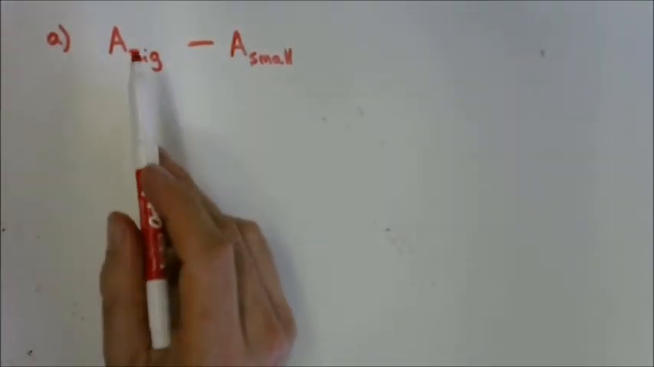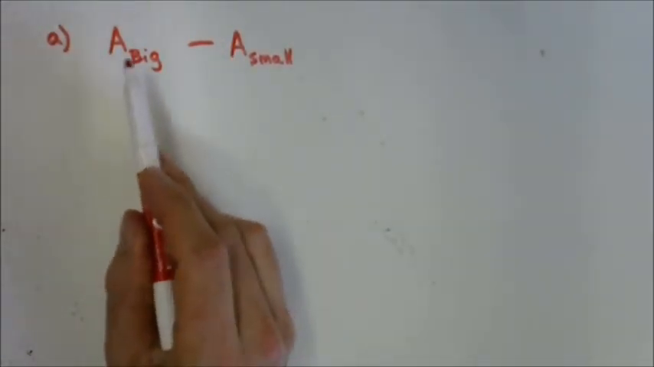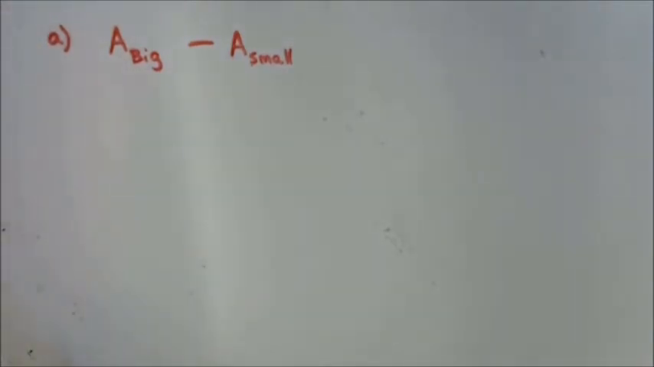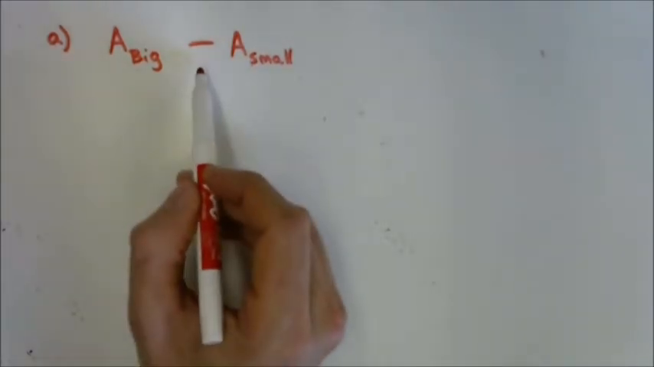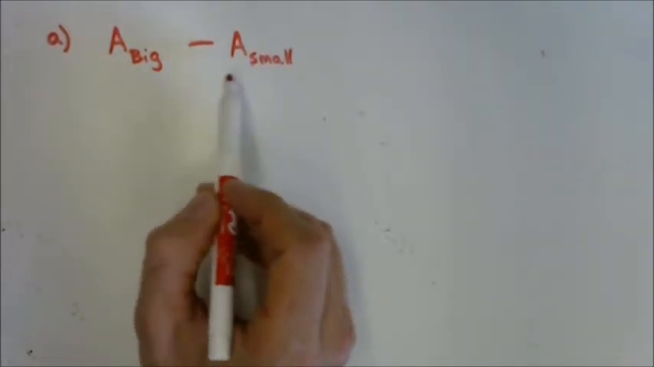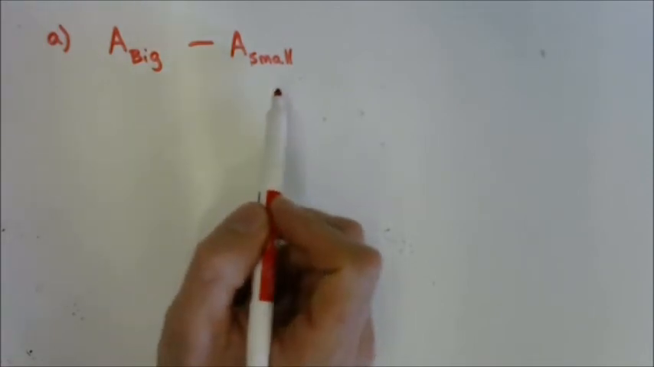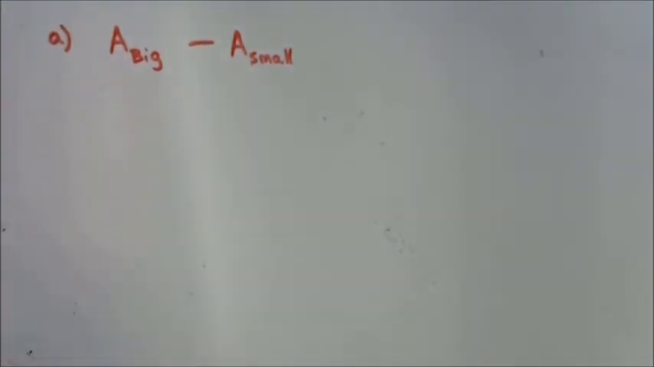What do we know about area? Area is side times side, which in a square means you're squaring. And we have a subtraction sign. So do you think we might have the difference of squares here? Maybe. Probably. Okay, let's figure this out.